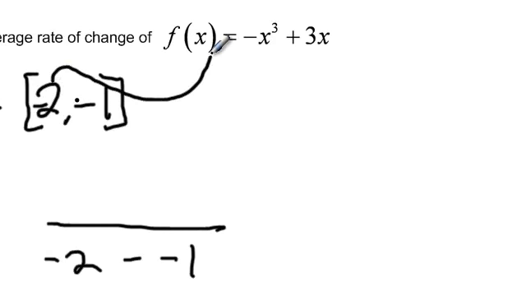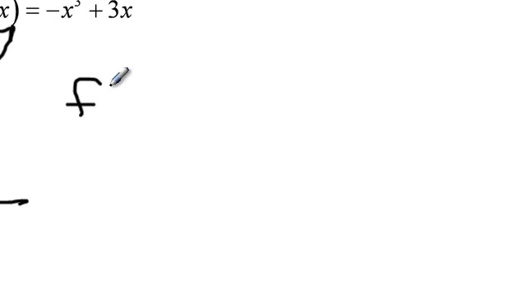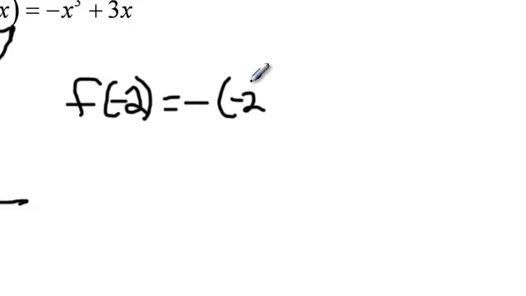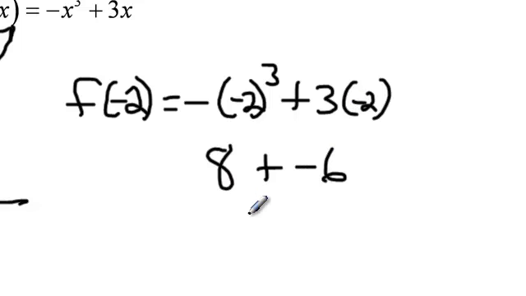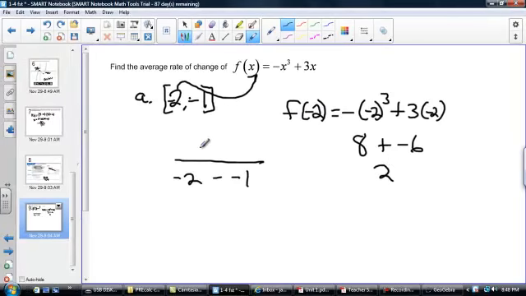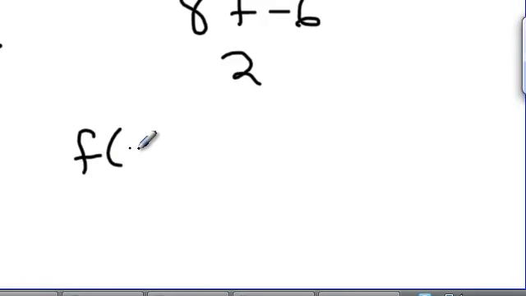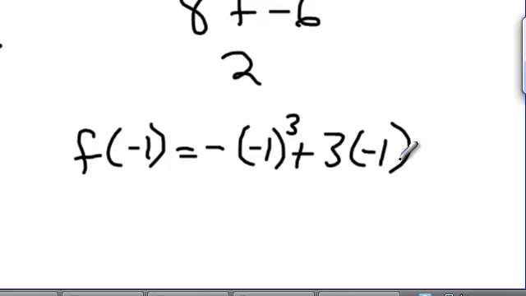I find the y values for those by plugging in -2. So I say f of -2 equals -2 cubed plus 3 times -2. -2 cubed, well, that's -8. -8, well, that's +8. Plus -6. 8 plus -6, 2. So, f of -2 is 2. Now, I do the other one. I plug in -1. f of -1 equals -1 cubed plus 3 times -1. -1 cubed is -1. -1 is 1. Plus 3 times -1 is -3, -2.